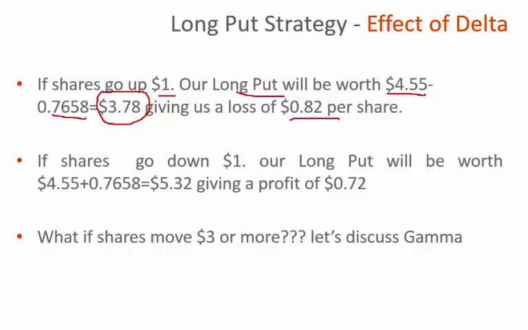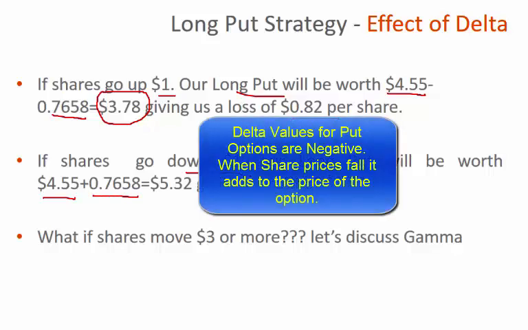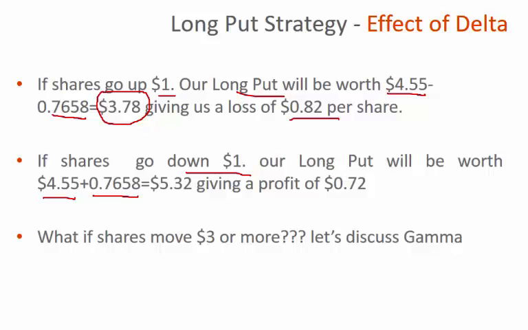But what happens if the share price goes down $1? Well, our long put will actually become profitable, because it'll be worth the 4.55, but this time we will add the delta in. So why do we add the delta in? Because the share price dropped by $1. So that's minus $1 multiplied by the delta amount, which is minus 0.7658. So a minus by a minus becomes a plus. So our delta now goes to positive 0.7658, which gives us an overall option value of 5.32 and a profit of 72 cents per share. Because remember, we bought that at 4.60.